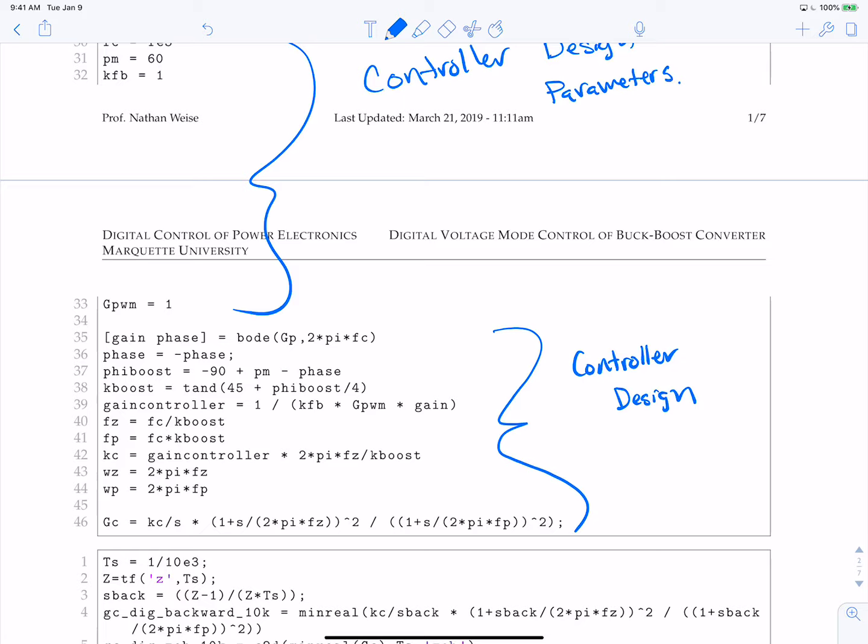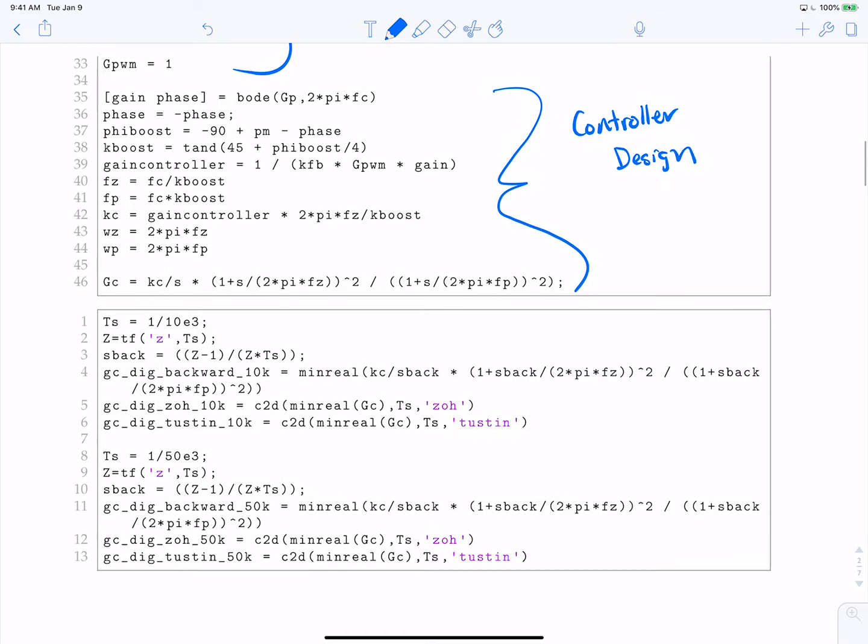That's where we ended up last section, with this continuous time controller with a phase margin of about 60 degrees and a bandwidth of 1 kilohertz. Now what we're going to do is take a look at this and convert these to the digital domain.